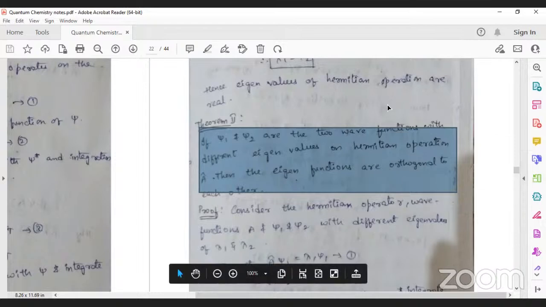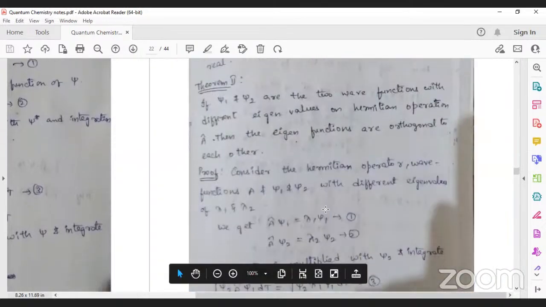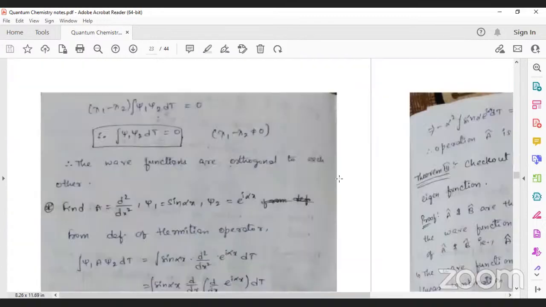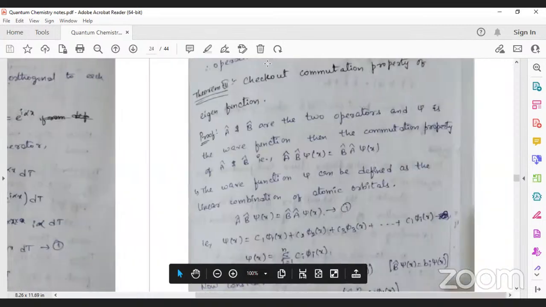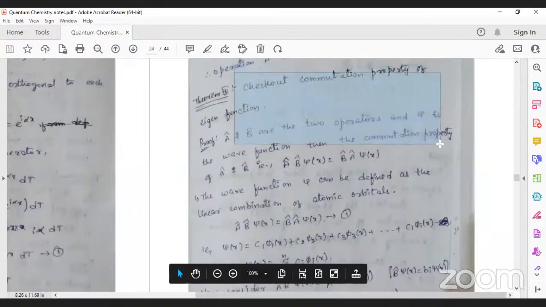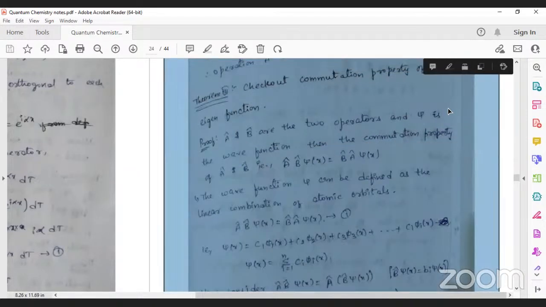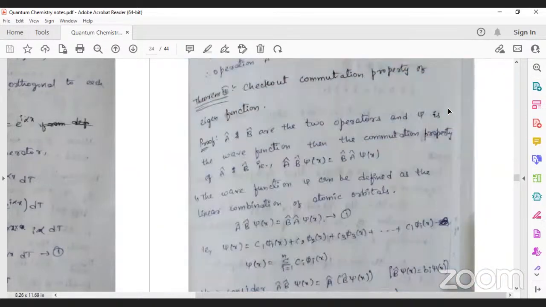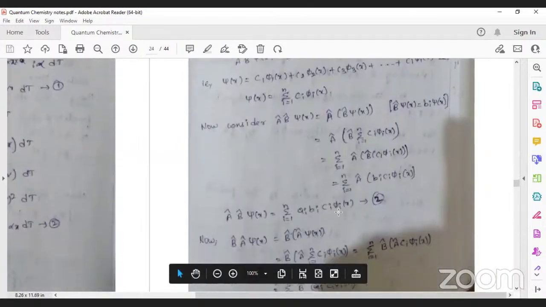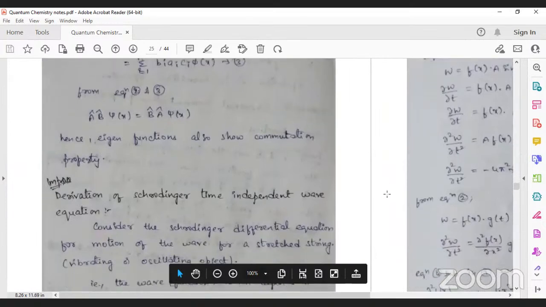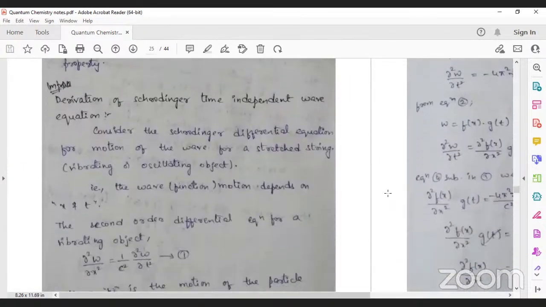Then another theorem will be there, that is about the commutation property of eigenfunctions. Check out the commutation property of eigenfunctions, means when two operators operate on an eigenfunction, the two operators will commute with each other. That is theorem number 3. Three theorems are important from the exam point of view. Don't skip any theorem. You have to read all three theorems carefully, right?